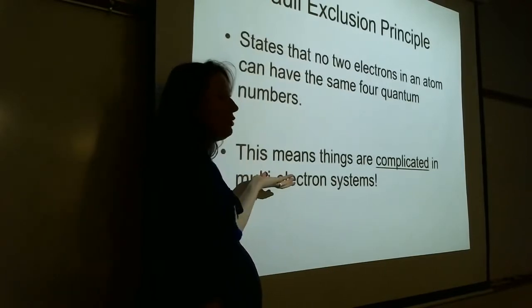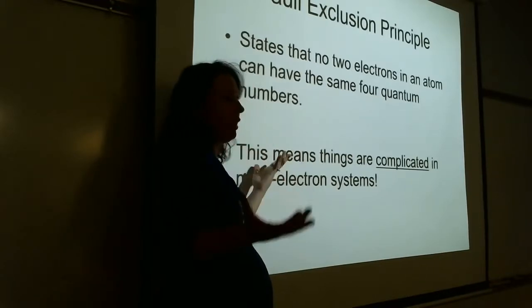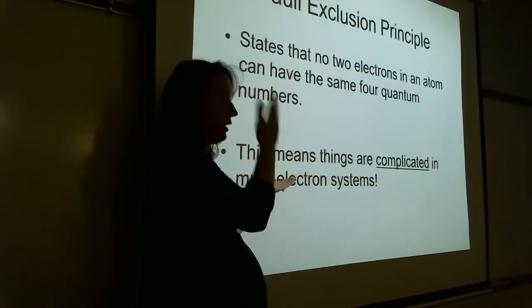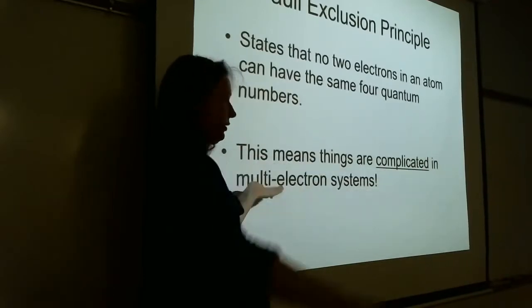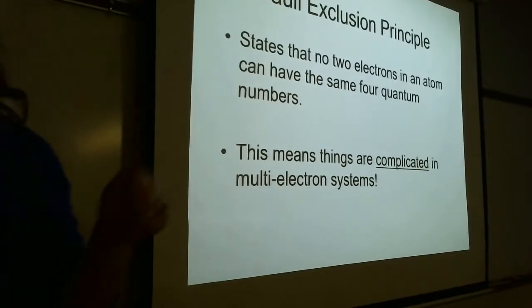So for hydrogen, who cares? Hydrogen's got 1 electron, no big deal. What if we're talking about manganese? It's got 25 electrons, right? We're going to have to write directions to get to all 25 electrons. Does everyone understand what the Pauli exclusion principle tells us?